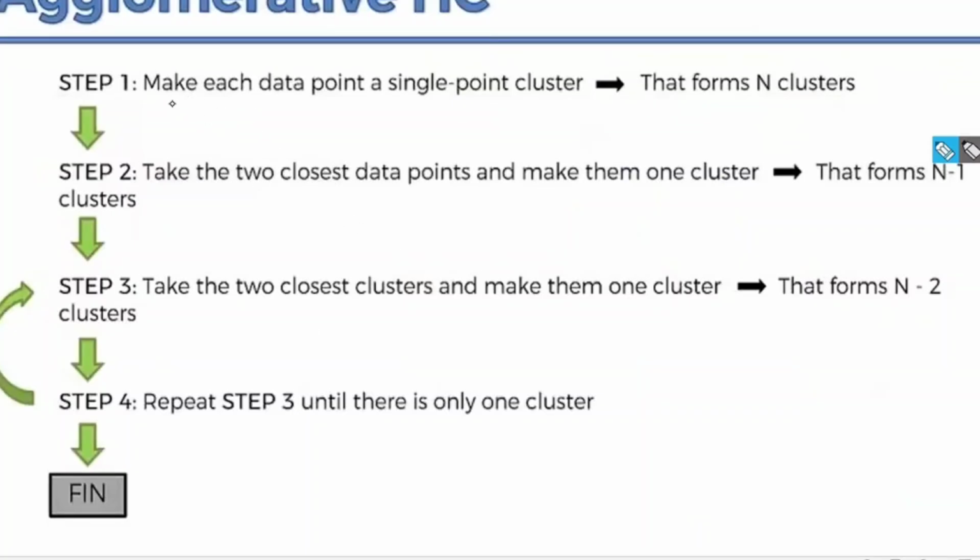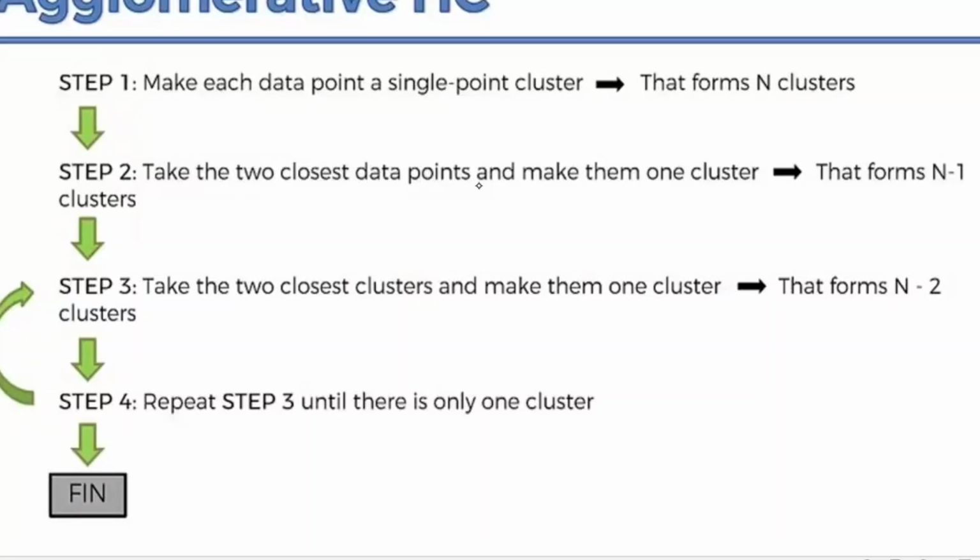These are the steps. First, you have to make each data point into a single point cluster. How many records are there? Each one is one cluster by default. 200 records means 200 clusters. 10,000 records means 10,000 clusters. 5 lakh records means 5 lakh clusters by default. First, each data point is one cluster.